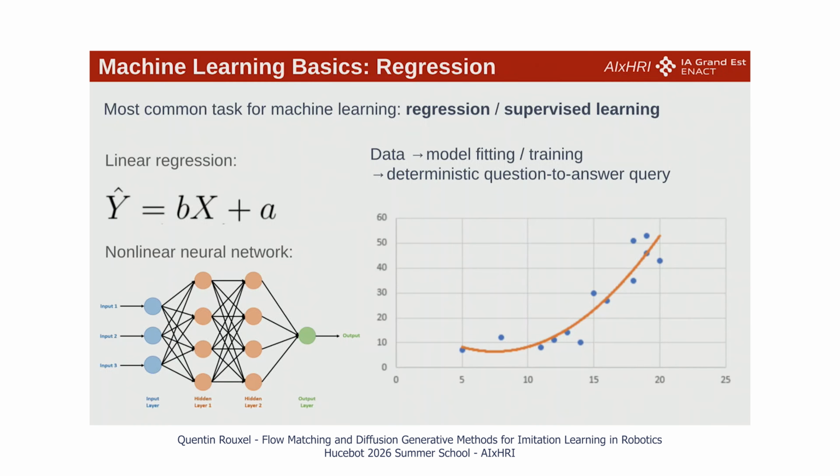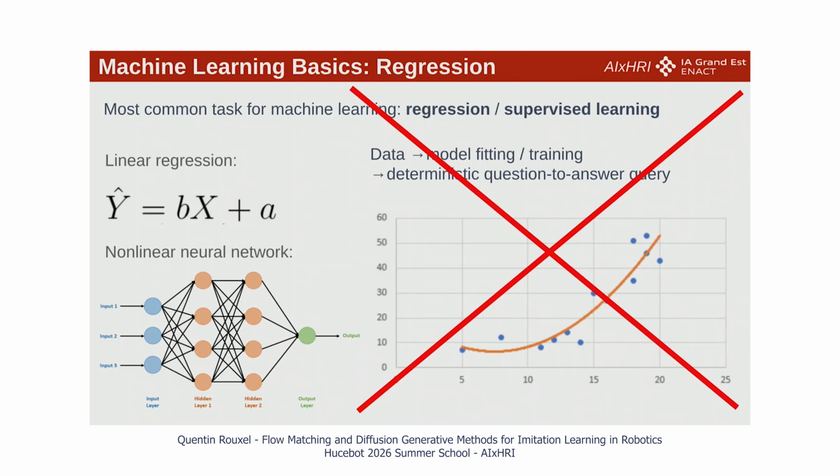We have a data set of pairs of questions and answers. We have a big data set of these, and we are trying to learn a nonlinear function that goes from the question to the answer. It's a very basic problem, either through classic linear regression or a nonlinear neural network. But we are trying to build a deterministic function that goes from the question to the answers. So that's the basic thing of deep learning and AI, but a generative model is not this.